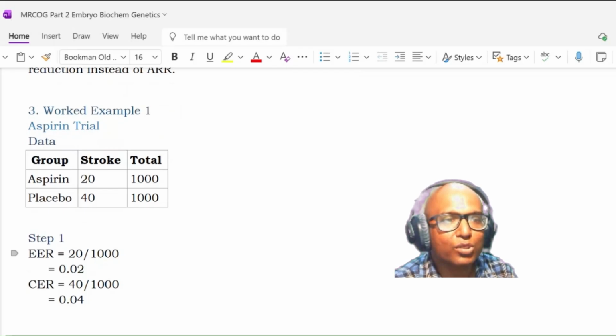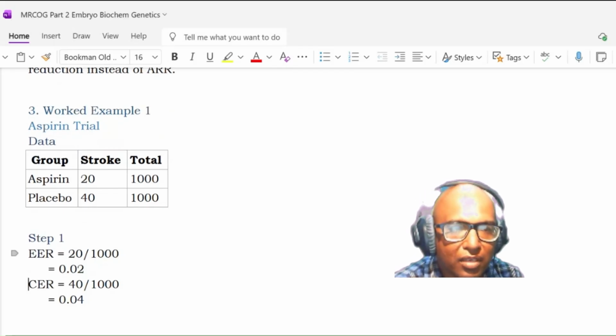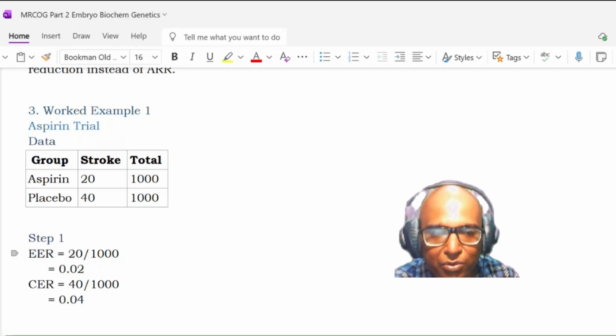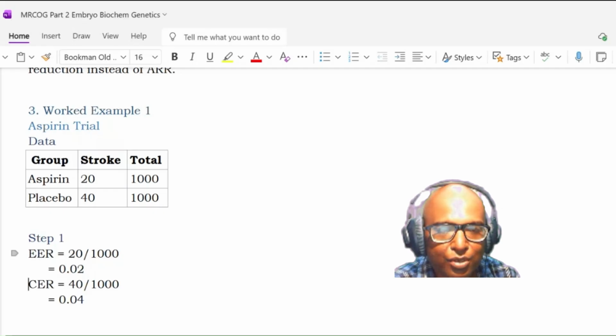Aspirin trial. Suppose with the aspirin, there are 20 patients who develop stroke among the 1000 patients. And in the placebo group, there are 40 patients who develop stroke among the 1000 patients. So first thing, we have to calculate the event rate in both groups, treatment group as well as control group. Event rate in the treatment group is 20 upon 1000, in the control group is 40 upon 1000. So experimental event rate is 0.02, control event rate is 0.04.